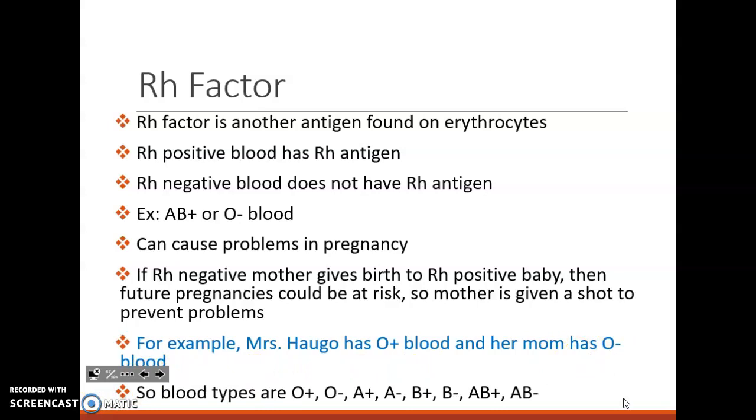So please write down all of the blood types: O positive, O negative, A positive, A negative, B positive, B negative, AB positive, and AB negative. Whew, there's a lot.